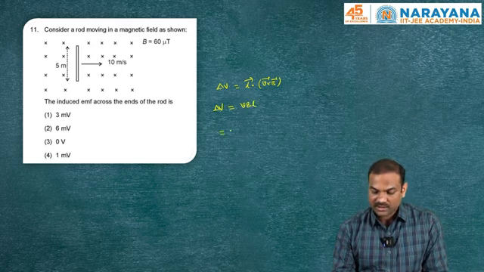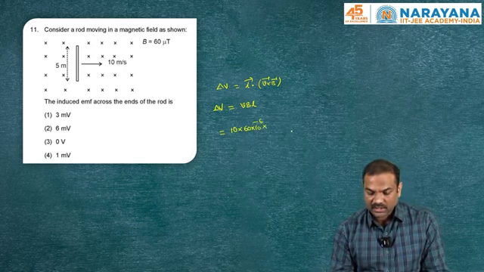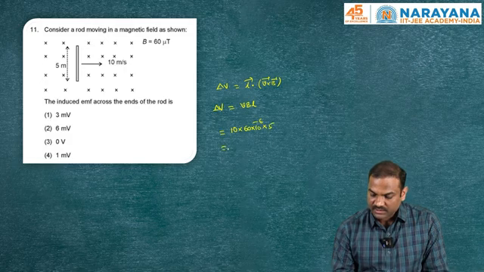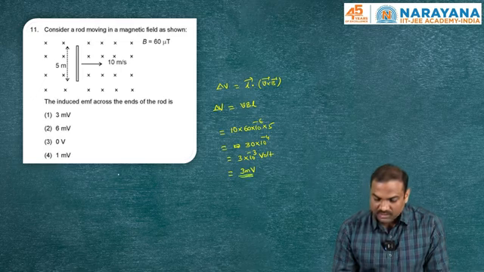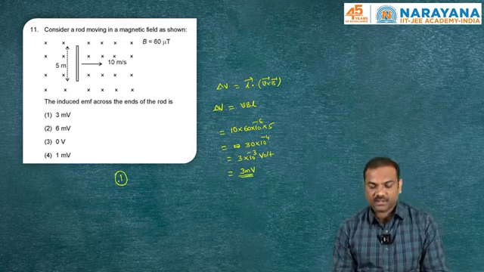So then velocity is 10, the magnetic field value is 6 micro, and the L value is 5 meter. So then it is going to be 30 into 10 power minus 4. Then 3 into 10 power minus 3 volt. Then we can write this as 3 millivolt. So the required option is 1.